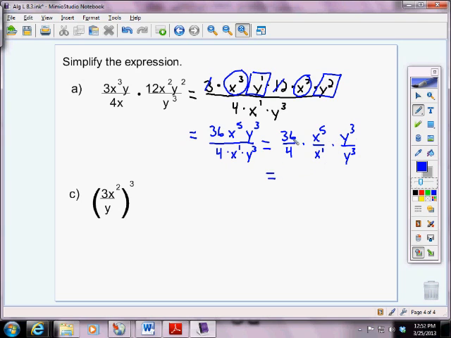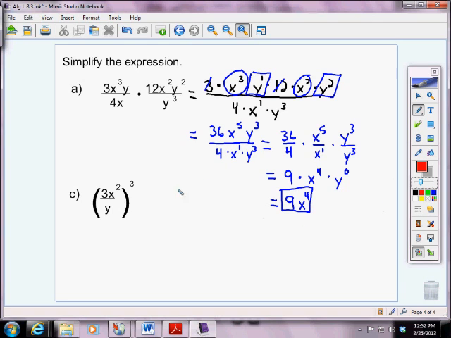When this happens, if you go 36 divided by 4, you get 9 times x to the 5th over x to the first. Now look here, same base being divided. We subtract their exponents. So this becomes x to the 4th. Now here we go, same base, both are y's, being divided. So we subtract the exponents and we get y to the 0. So this ends up being 9x to the 4th, and since y to the 0 is 1, multiplying by 1 isn't going to change the problem. Notice how much simpler that looks than that expression up there.